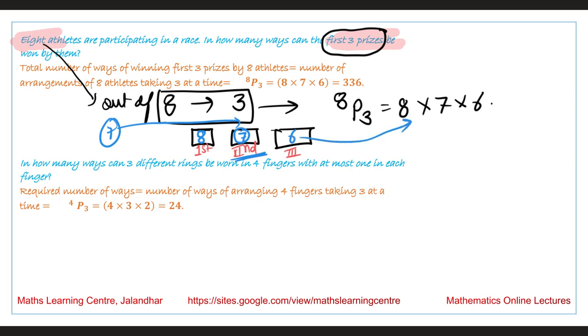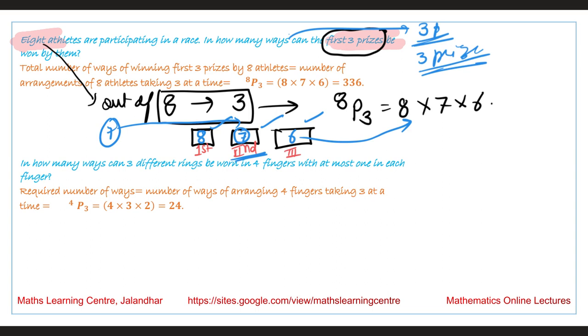Now suppose, in place of this, it is given that any 3 prizes are to be distributed. It is not first, second and third. We are saying any 3 prizes are distributed. Then it is not this case. We will see how we solve that kind of problem when we deal with combinations. Because in this case, when we say there are 3 prizes, we are not talking about the first, second and third position.